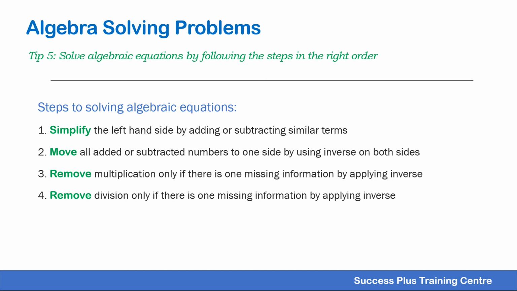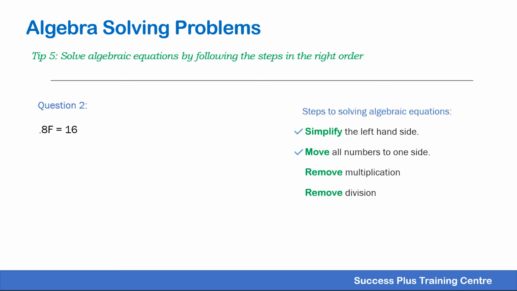Let's have a look at the fourth step. Remove division only if there is one missing information in the equation. And you can remove division by applying inverse. Let's go back to the previous example. Remember that the last two steps to solving algebraic equations can only be applied if there is one missing information only. And in my question, I do have one missing information.